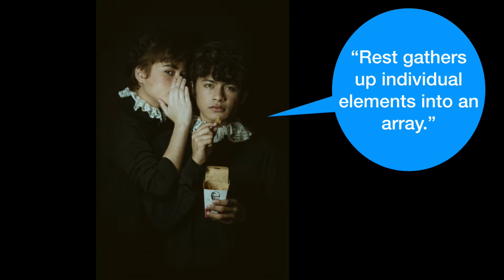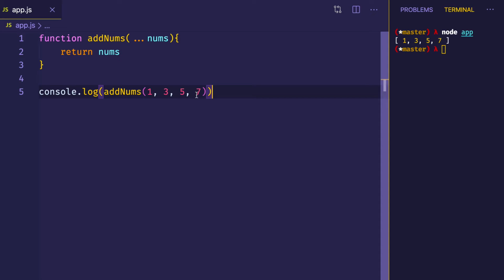So remember what I said about the rest parameter and how it gathers up individual elements? Well, that's what's going on here. We're passing in these individual elements, 1, 3, 5, and 7. We're using the rest parameter and we're giving it a name. We're calling it nums and returning nums, which results in this: these elements here being packaged up into an array.